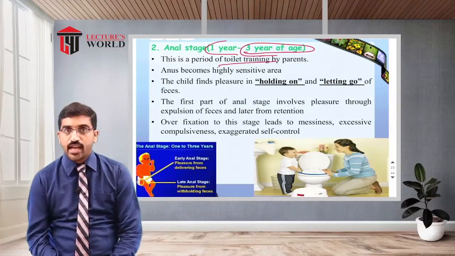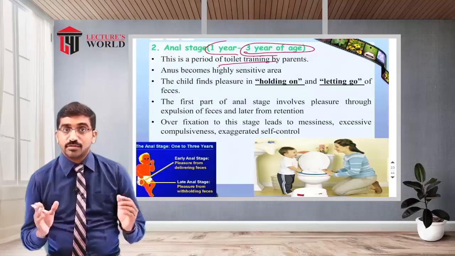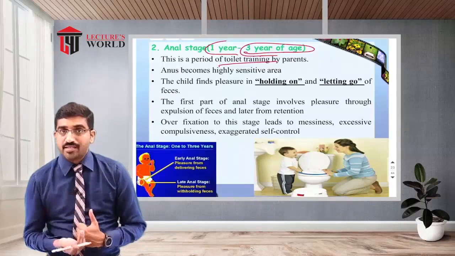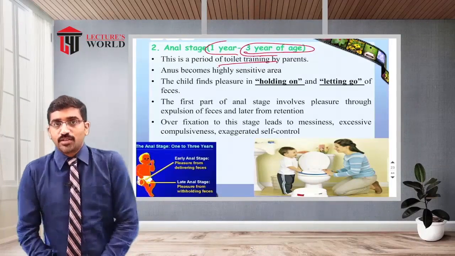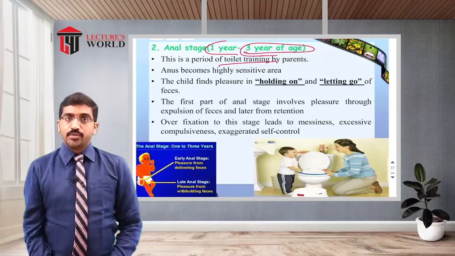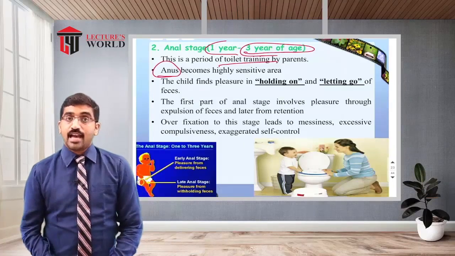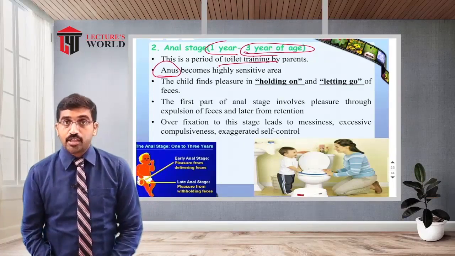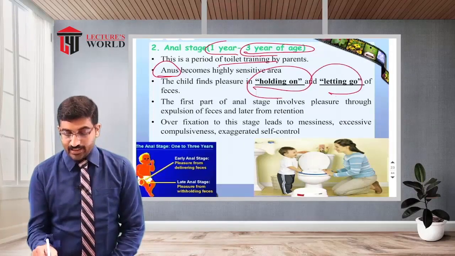You have to train your child how to pass urine, how to go to the washroom, how to sit on the potty chair, how to pass stool, everything, how to wash genitals, all those things you can tell your child during the training. And during that time, the anus is a highly sensitive area. They get more pleasure also by touching, so they may do holding and letting go activity of the feces.